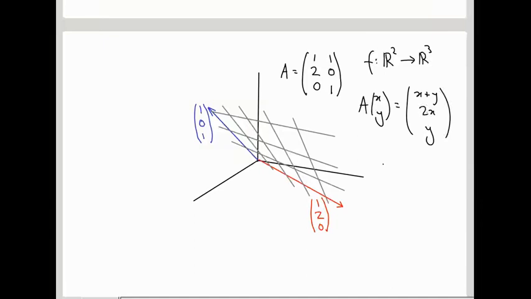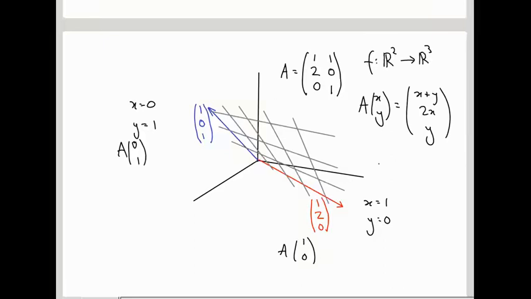And when we analysed this map previously, we drew this picture that I've got here, where you see a plane sitting inside a three-dimensional space. And this plane is exactly the image of A. This plane is the set of three-dimensional vectors of the form x plus y, 2x, y for some x and y. For example, to get this blue vector here, 1, 0, 1, you take x equals 0 and y equals 1. If you substitute x equals 0 and y equals 1 into this expression, you're going to get 1, 0, 1. If you want to get this red vector here, you have to substitute x equals 1, y equals 0.